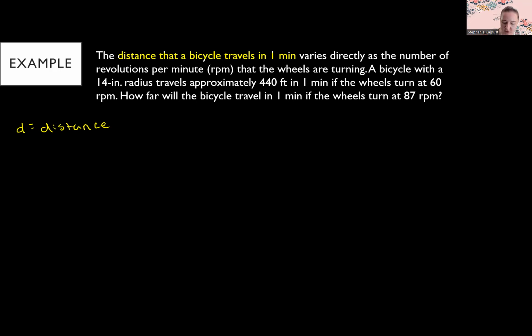And so when I'm translating this, I've got D equals, because I've got the word varies. So I'm going to try to color code this one and see if it helps. So the distance the bicycle travels in 1 minute. And then we've got the word varies. And when I see varies, that means, okay, that's where I'm going to have my equal sign. And I usually just plop the K down at the same time.